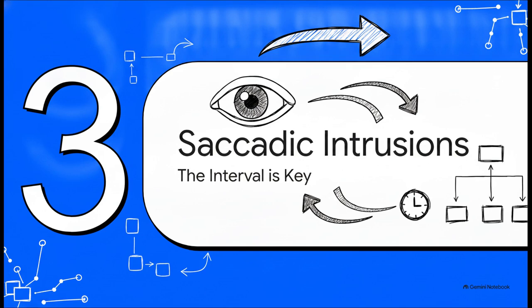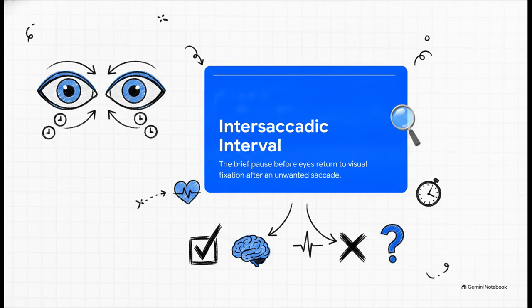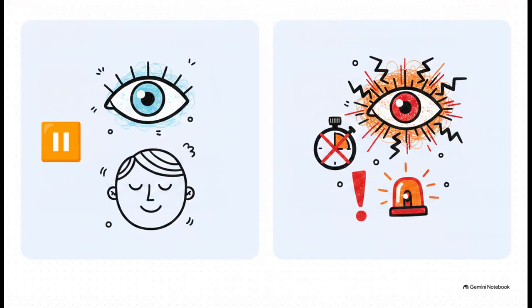Section 3. Evaluating saccadic intrusions, where the interval is key. So, what exactly is the intersaccadic interval? It's just a tiny pause, about 200 milliseconds before the eyes return to visual fixation after a small unwanted saccade. It's literally a fraction of a second, right? But the crazy thing is, the presence or absence of this tiny pause totally alters your diagnostic pathway. Let's break down why that interval is a total game changer.